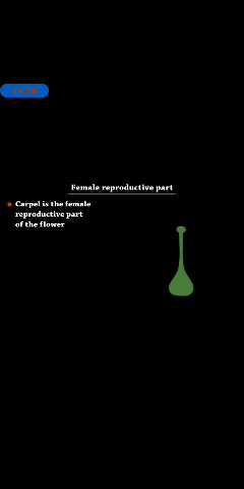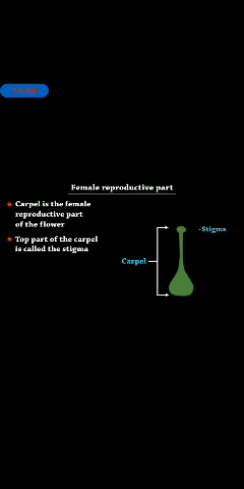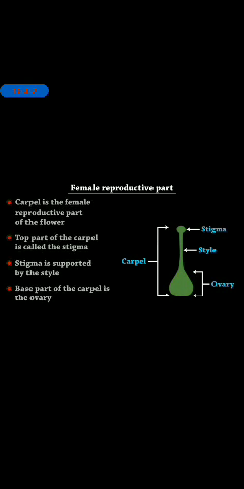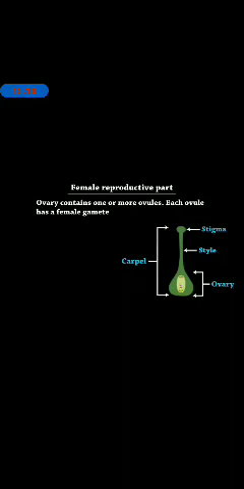Carpel is the female reproductive part of the flower. The top part of the carpel is called the stigma. Stigma is supported by the style. The base part of the carpel is the ovary. Ovary contains one or more ovules. Each ovule has a female gamete.